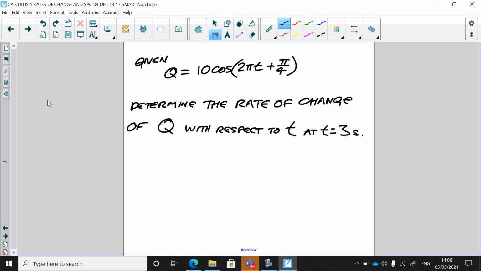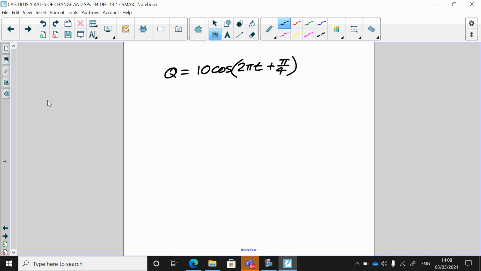So I've got a value of t equal to 3 seconds. So let's go and find q dash, or dq over dt. Changing q with respect to t, and hopefully you remember the rules for differentiating. Whatever's in front of t comes out the front and multiplies the 10. So 2 pi times 10 is 20 pi.